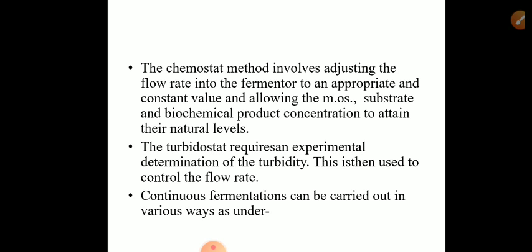Chemostat involves adjusting the flow rate into the fermenter to an appropriate and constant value and allowing the microorganism, substrate and biochemical product concentration to attain their natural levels. So we adjust the inflow into the fermenter to a constant and appropriate volume, right? Whereas a turbidostat requires an experimental determination of turbidity. This is then used to control the flow rate. So turbidostat measures the turbidity, that is microbial concentration, and chemostat controls the flow rate into the fermenter.